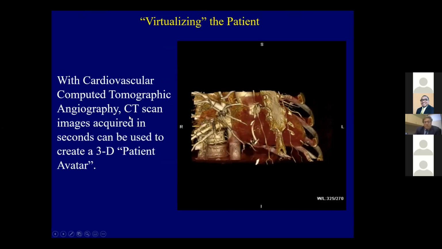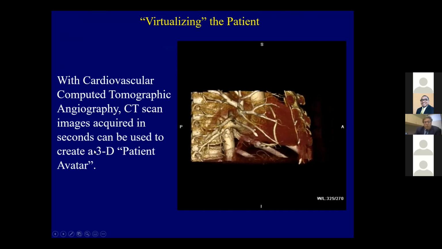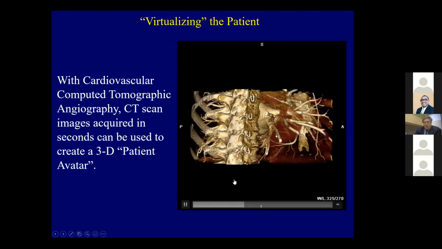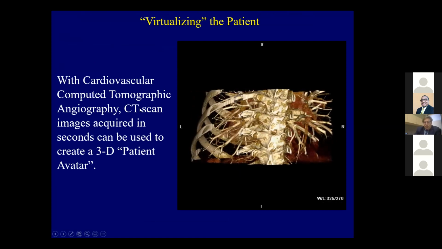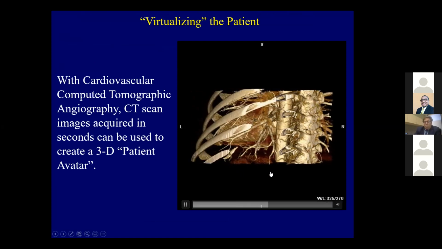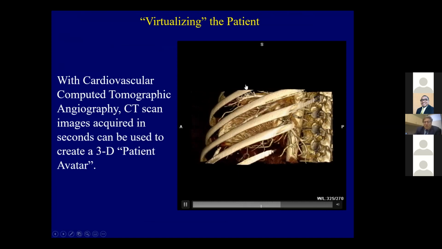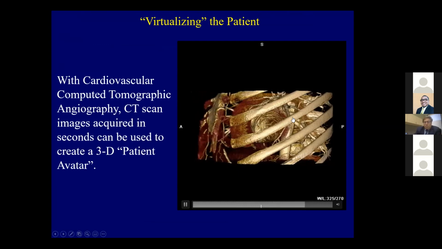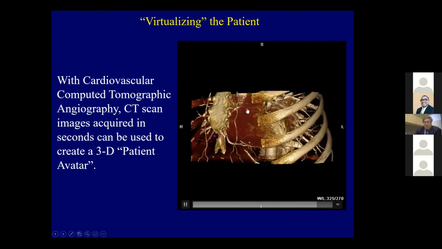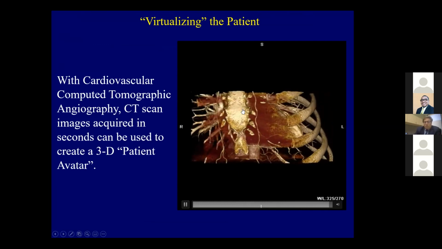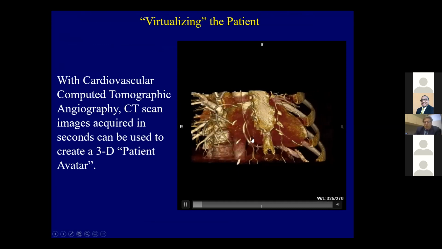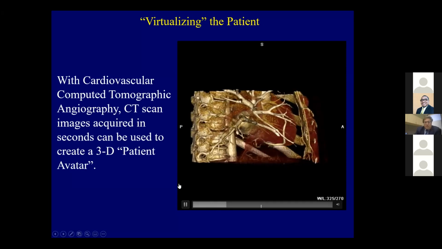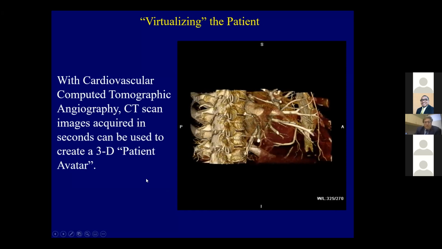So again, with cardiovascular CT, images acquired within seconds can be used to create this 3D avatar. Now that we have a little more exposure to it, we can see the three-dimensional relationships between the skeleton, the thoracic large vessel vasculature, the heart, and the coronary small vessel vasculature, all in one 3D data cube.